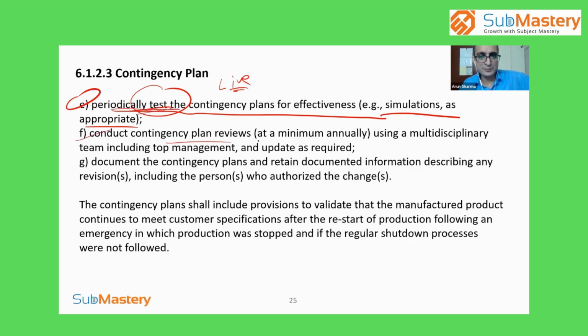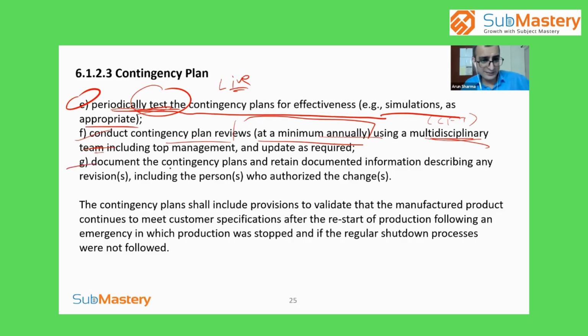Conduct contingency plan review minimum annually. Okay, at what frequency? The contingency planning and contingency testing need to be done at what frequency? Minimum annually. You can do it once in 3 months, 6 months, but minimum annually, and that too as a multidisciplinary team, MDT. So friends, when we say MDT, it means CFT. Always remember, when we say MDT, multidisciplinary team, it means a cross-functional team, multiple people, including top management.